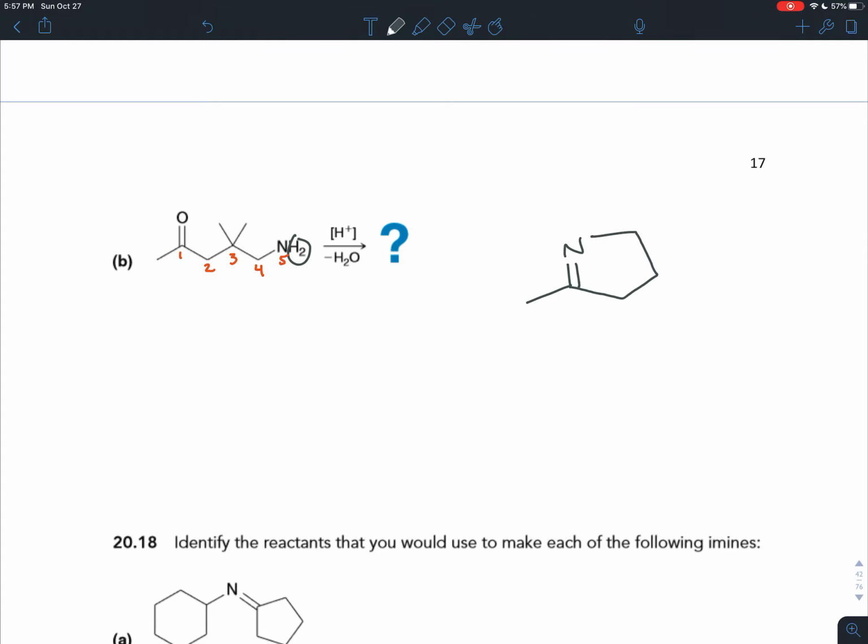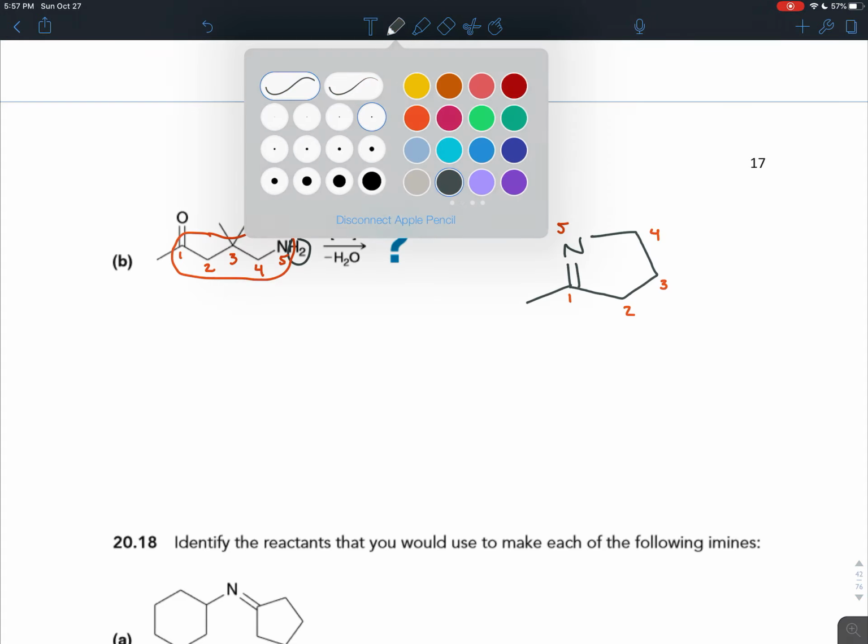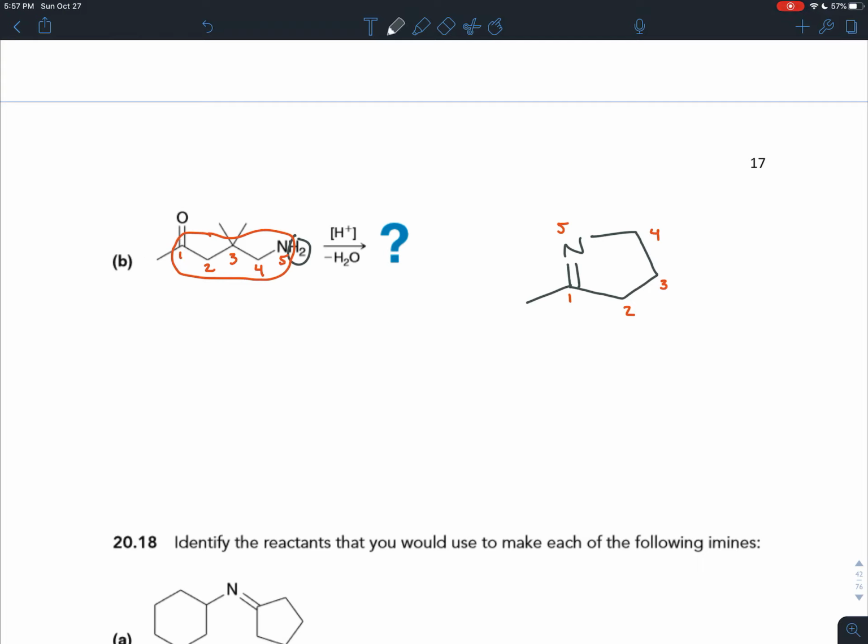So we'd have 2 in there already. We just have to add 3 more, and that's our 5-membered ring. So we'd have this carbonyl carbon, the number 1, 2, 3, 4, and 5. Okay, well off of carbon 1 we have that methyl group which we already drew, and off of carbon 3 we have 2 methyl groups, so we just have to draw those in. Otherwise, that's our imine. That is our product.